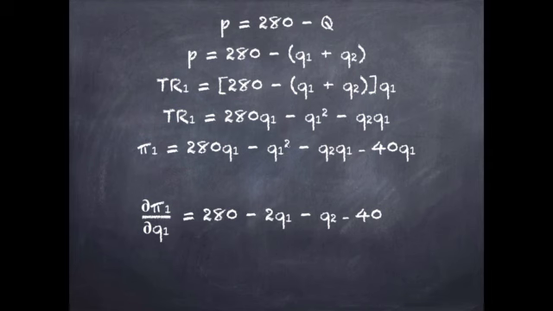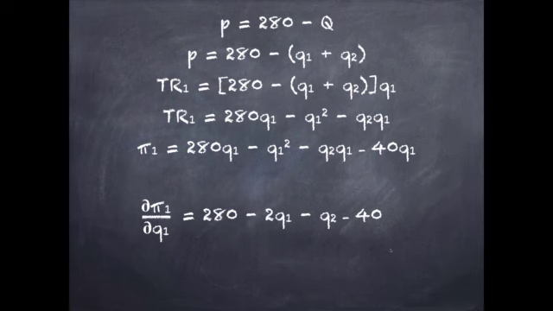We do the same thing here. We take the exponent and multiply it in the front. So that gives us 2Q1, and we subtract 1 off of the exponent, which gives us Q1 to the first power. So we have Q2 multiplied by Q sub 1 to the first power. And you do the same going through here. So that gives us 280 minus 2Q sub 1 minus Q sub 2 minus 40.